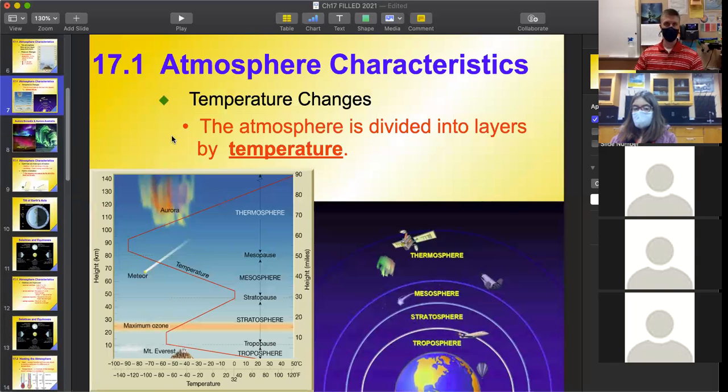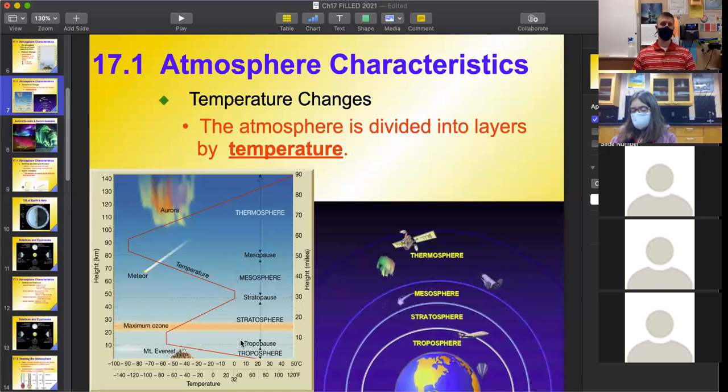All right, this next one, I would star this one as well. The fact that the atmosphere is divided into layers because of temperature and temperature changes. So it's nothing to do with altitude or anything like that. It's all about temperature and how the temperature changes within that layer.